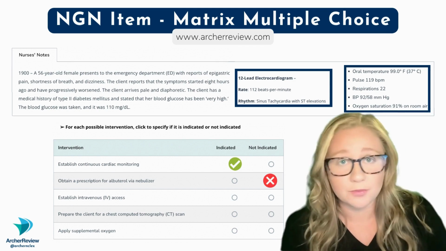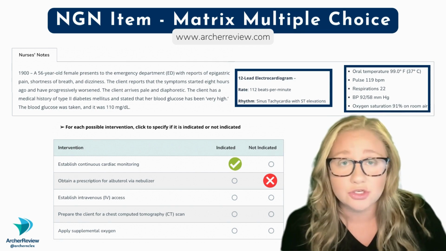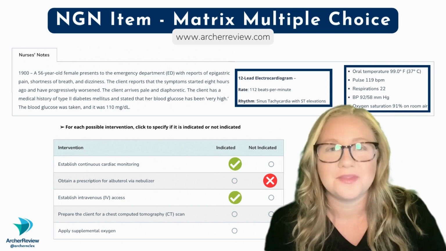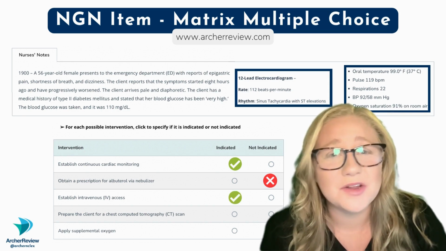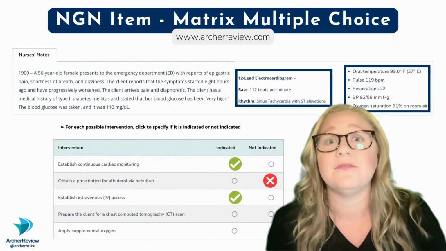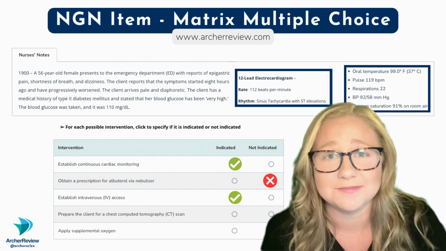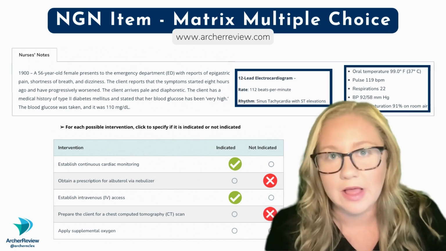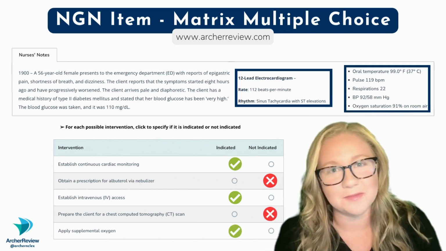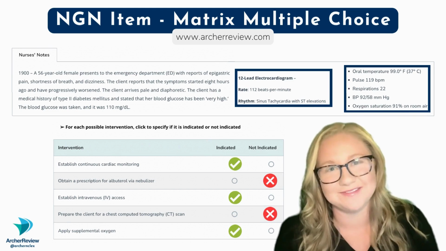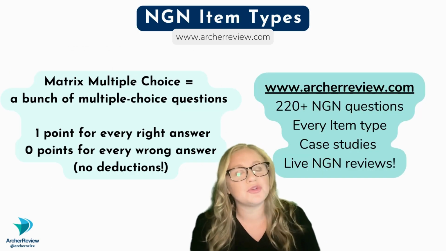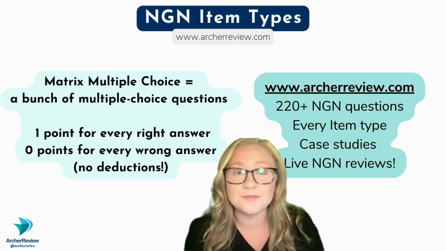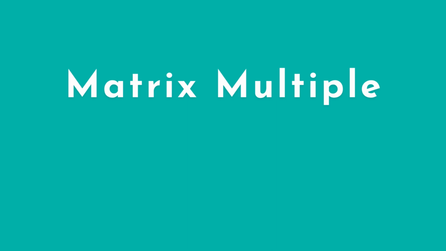You should not obtain a prescription for albuterol. Even though this client is short of breath, albuterol increases the heart rate and this client is tachycardic. Obtaining an IV is indicated. We're worried about an MI and this client very well may need IV medication. A CT is not indicated. If this client is going anywhere, it's to the cath lab. And please apply supplemental O2. Your client is desaturated. So a matrix multiple choice is just a table of multiple choice questions. Treat each row as one individual question and you'll be fine.